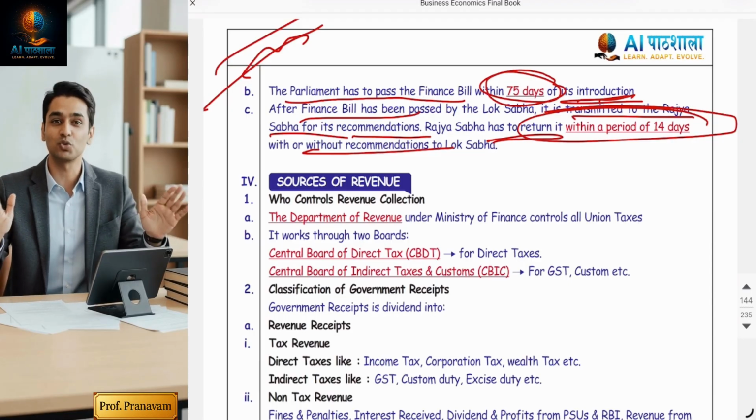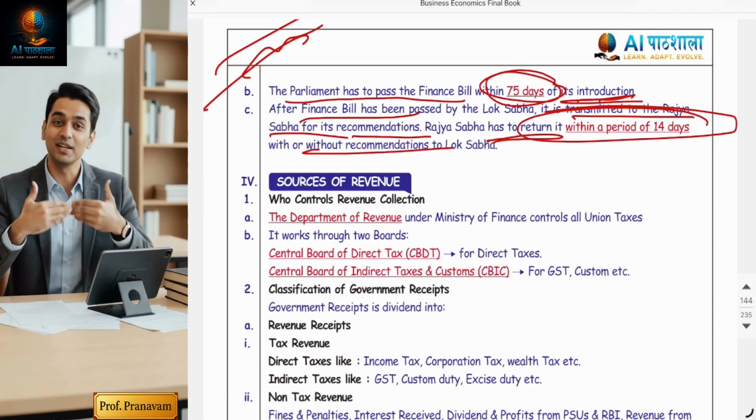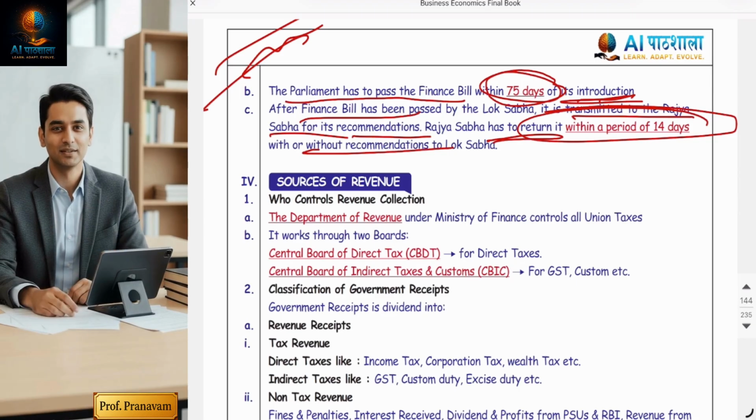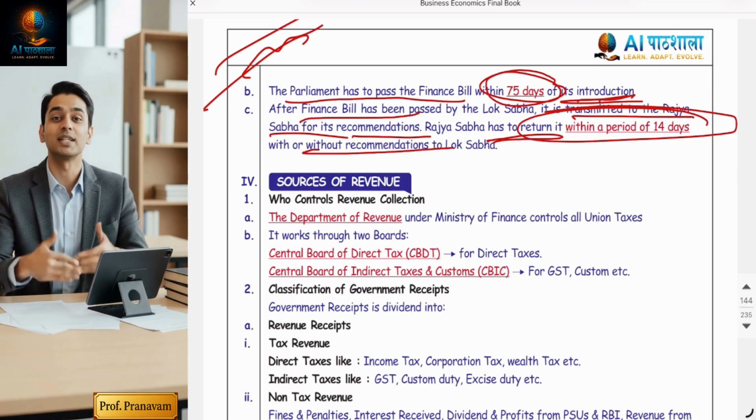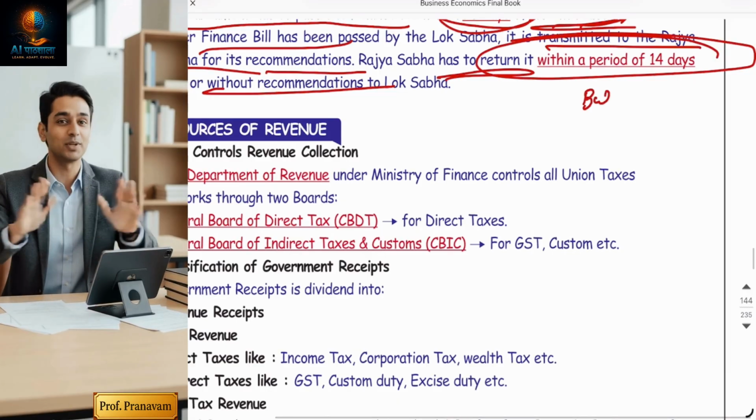Hope you understood this. Now we will get into the inner part of the budget one by one. Let us understand. You know what the budget's most important part is?